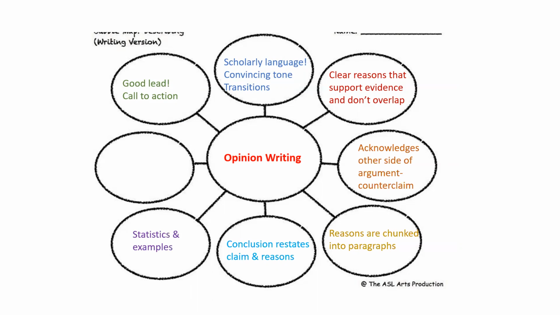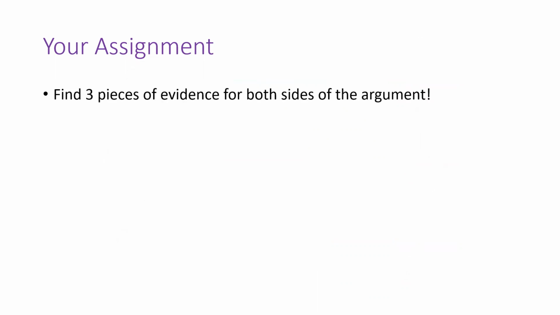Statistics and examples. Both of these authors used a lot of statistics and examples, and clear evidence to support the reasons and claim. So yeah, they have their clear evidence, their clear reasons, and they don't overlap. So here's what you are going to do next. Your assignment is, you're going to look through those articles on your own and find 3 pieces of evidence for both sides of the argument.